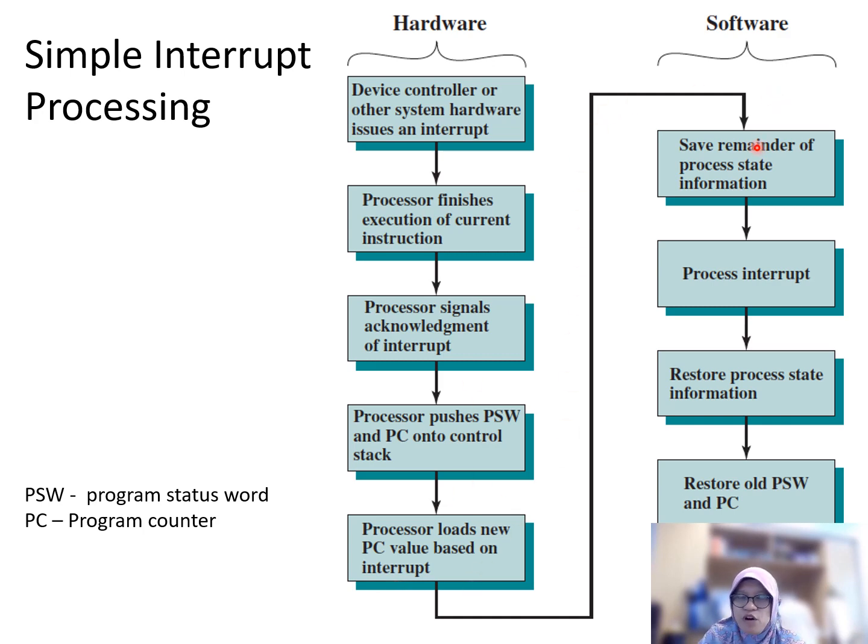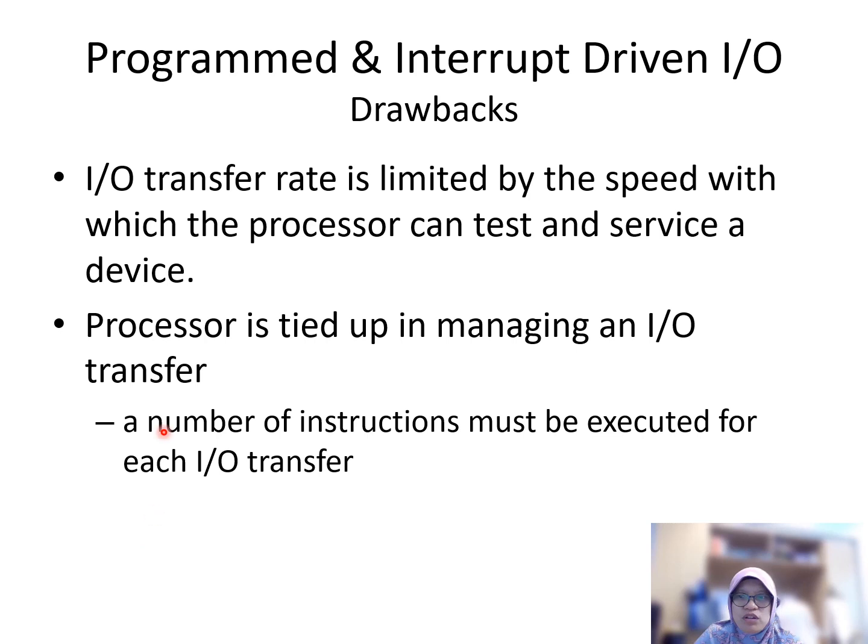From here, it will go to the processing from the software itself. It will save the remainder of the process state information, and then the interrupt will be processed until it's finished. After that, they will restore the process state information by restoring the old PSW and PC to the next previous program.